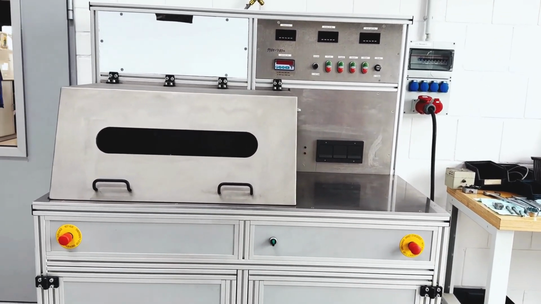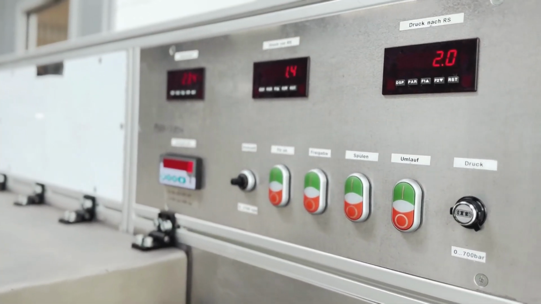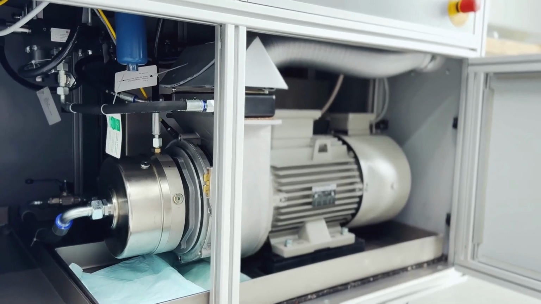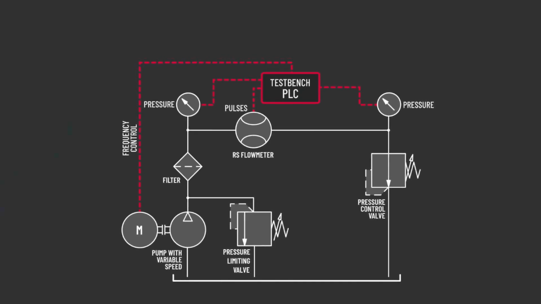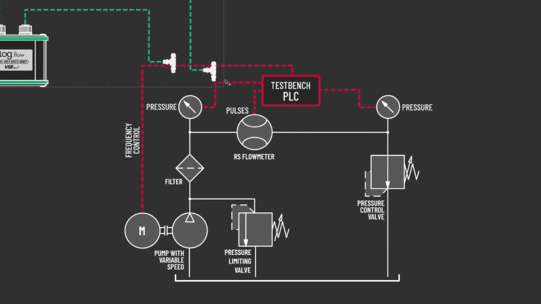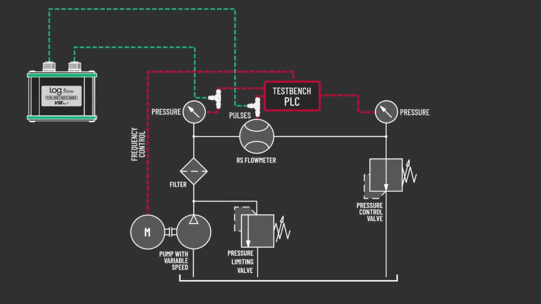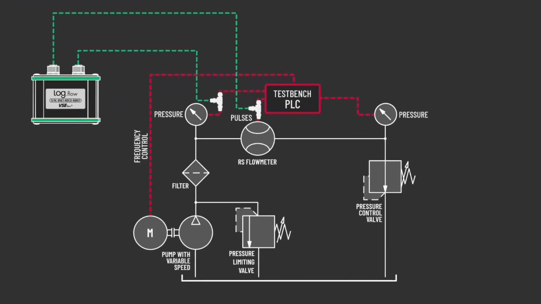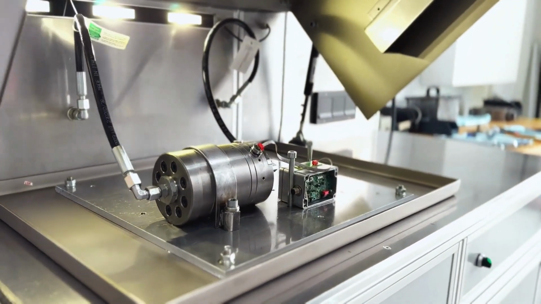With our pressure test bench we can simulate pressure and flow simultaneously. Internally it uses a variable frequency drive with some valves like a pressure control valve and an RS flow meter, and we're going to tap in with 2 T-connectors into the pulses of the flow meter and into the pressure of one pressure transmitter. And yeah, here we go.